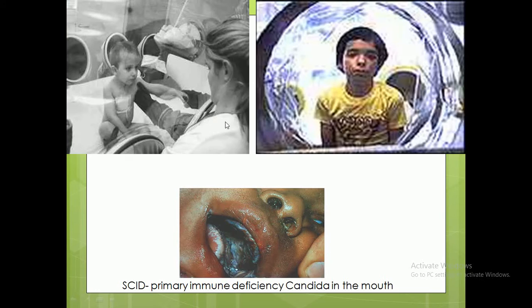and it's incompatible with life unless the baby is put in a completely isolated atmosphere. The baby is more liable to thrush, which is caused by Candida, also called moniliasis.